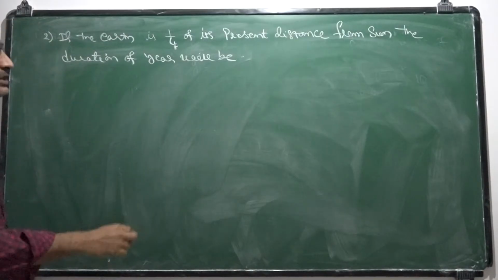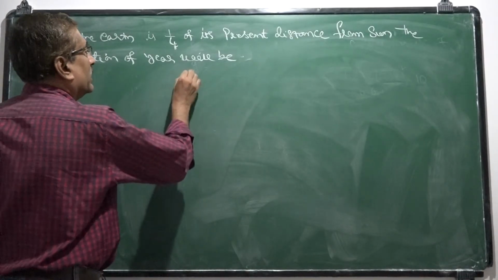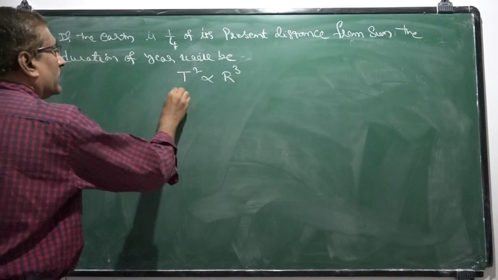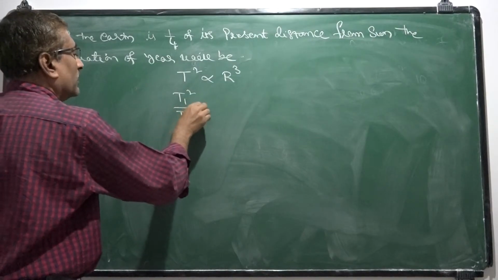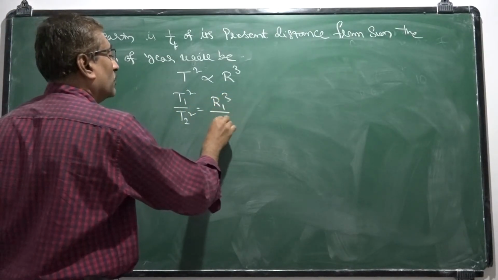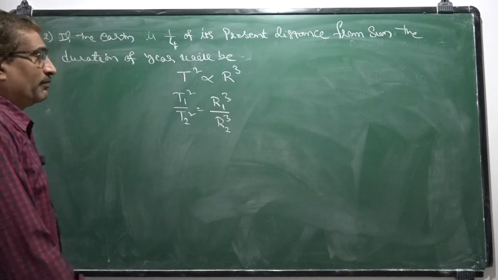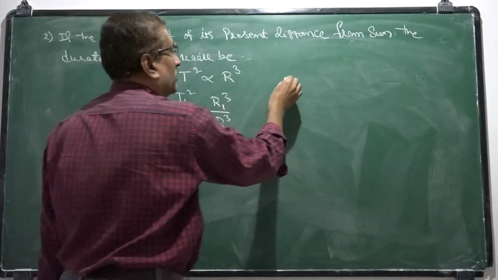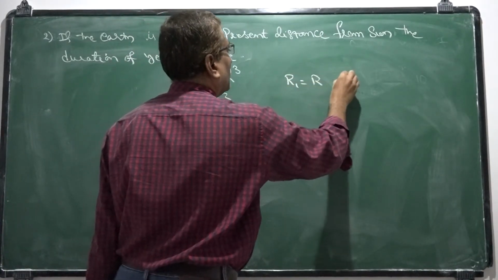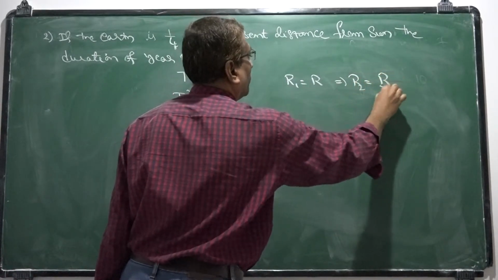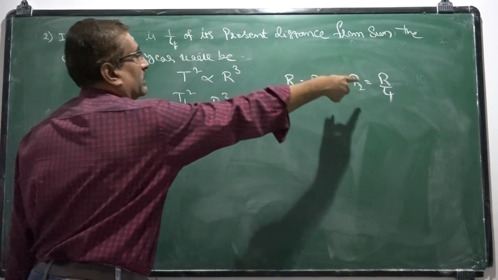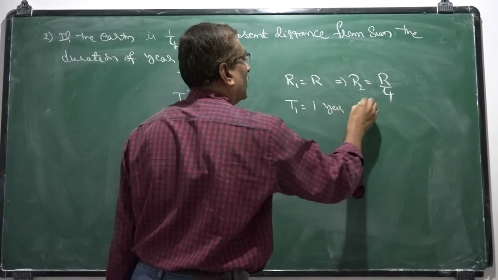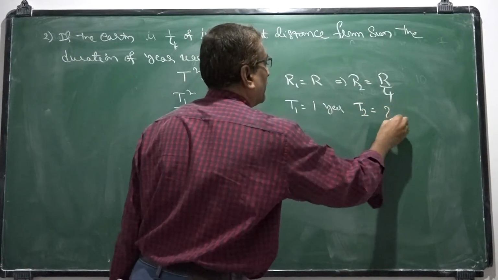For this we have to use Kepler's third law, that is T square is proportional to R cube. Now that is T1 square by T2 square is equal to R1 cube by R2 cube. Suppose you consider R1 is equal to R, this implies R2 is equal to R by 4, because it is 1/4 of the present distance. And the present time period T1 is 1 year. So we have to calculate the time period.